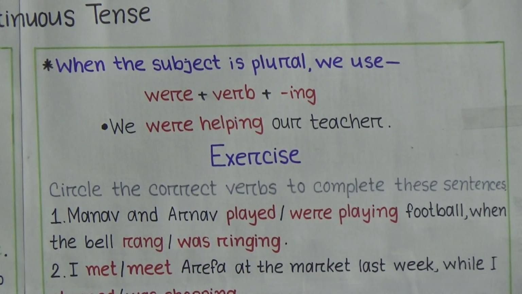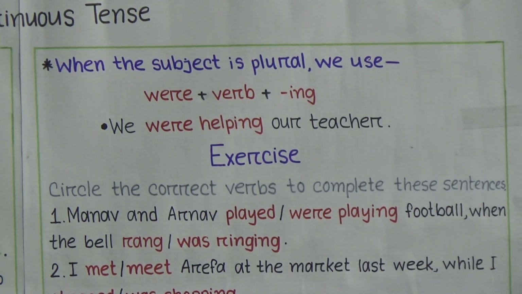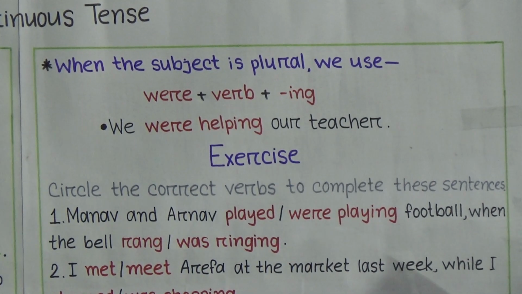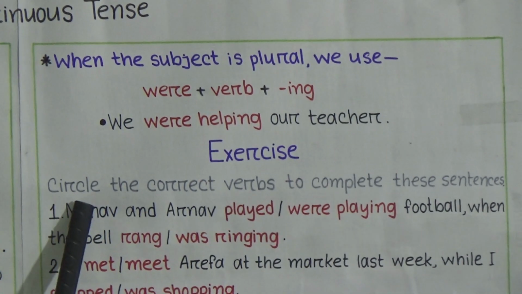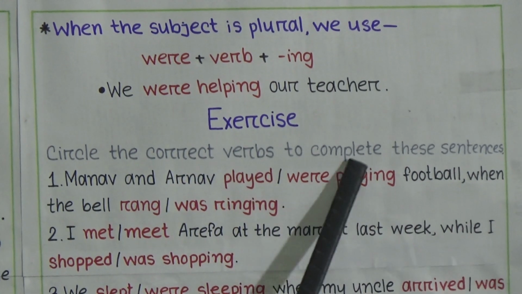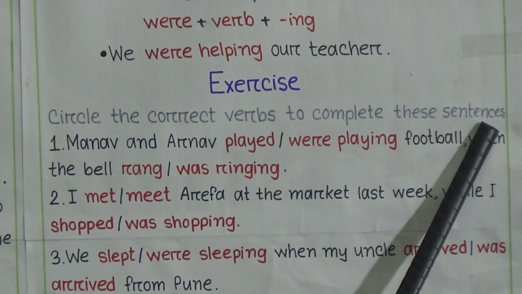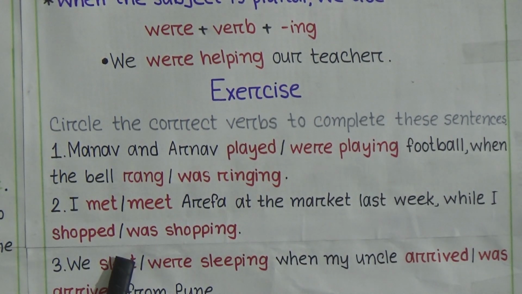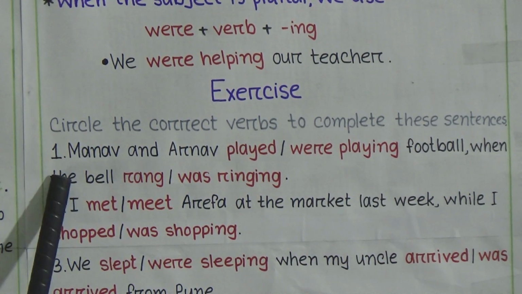Now students, I hope you have understood these rules. Now we'll do some exercise based on the past continuous tense. Look, our question is, circle the correct verbs to complete these sentences. Students, here you have to make a circle around the correct verbs. Come to number 1.